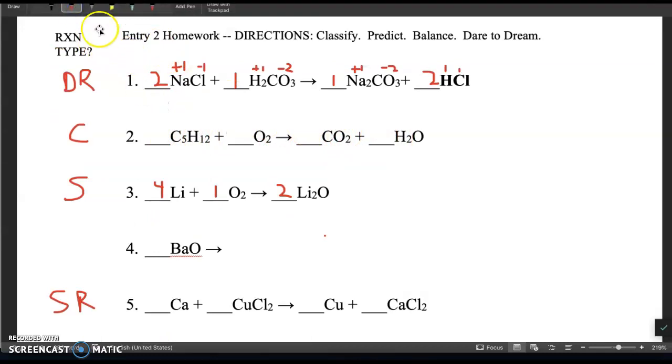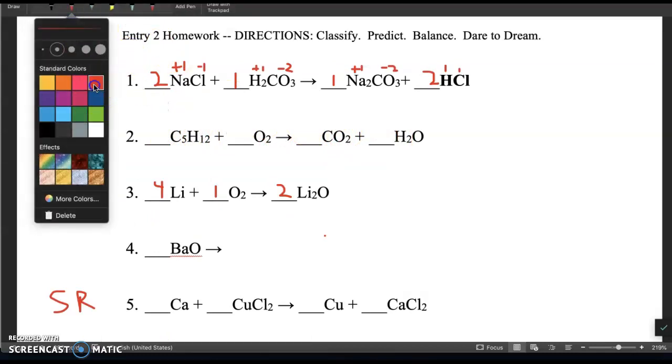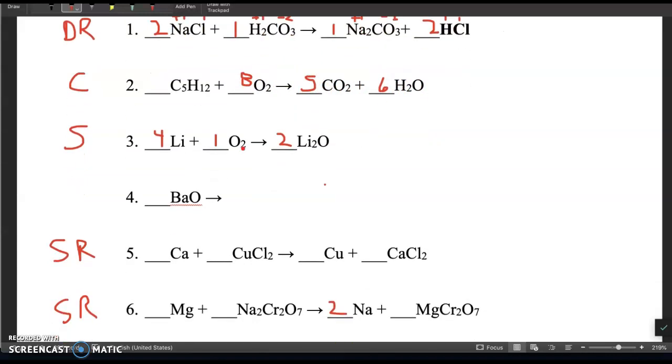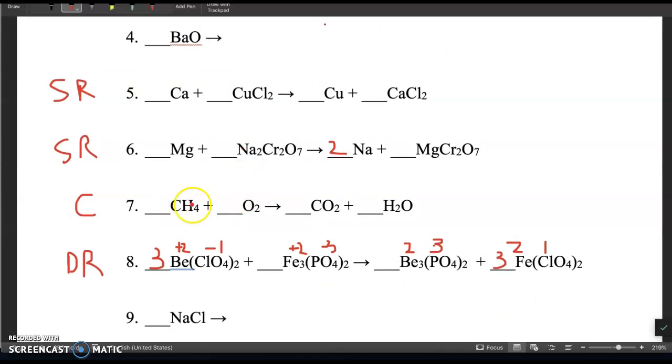So when I balance, remember I have oxygen in 2 spots on this right side, on my product side, so I'm going to do that last. So I'm going to start with my C's, 5, start with my H's, 6, then add up my O's. I got 10 and 6 for a total of 16, so I need 8 oxygens here. And then lastly down here, I got 1 carbon, 4 hydrogens, so I need 4 hydrogens. That gives me 2, 4 oxygens, so I need 2 there.